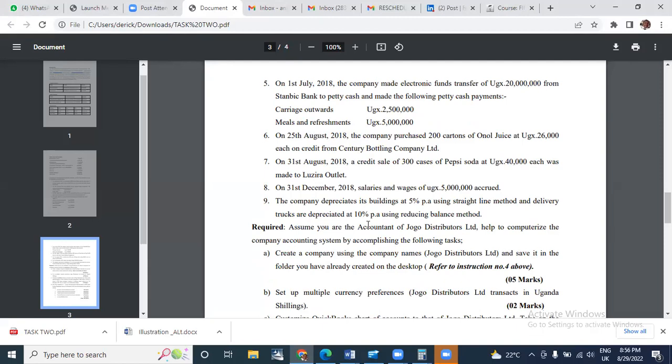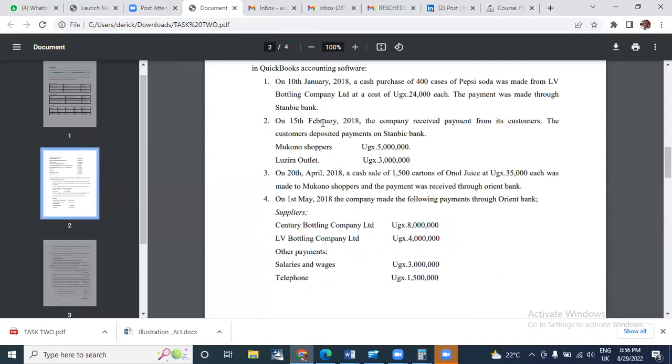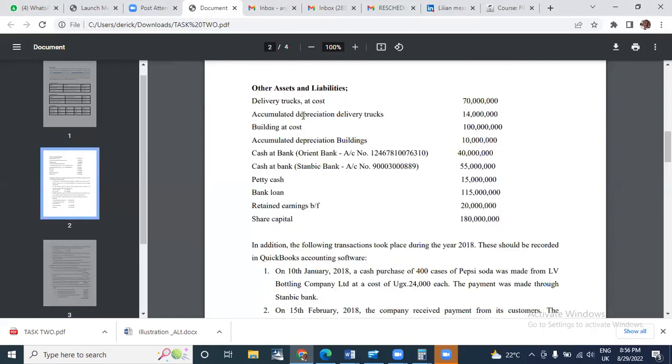Now with the reducing balance method, you attach the percentage on the net book value. So if we go to our information, like we're seeing it here. Delivery trucks, we have them at 70 million. Then estimated depreciation is 14M. So meaning that its net book value now should not be 70M, but rather 56 million. So you can see that it's still manual. If you're not comfortable with the mental work, you can always use the calculator. So let me take you to the calculator.